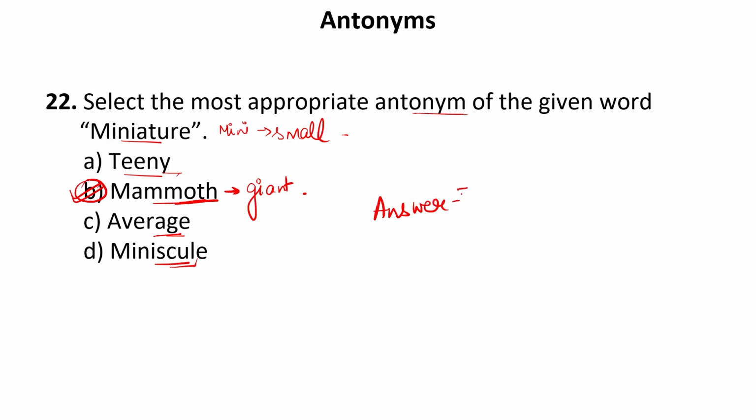If you have heard about the dinosaurs, there used to be a dinosaur whose breed was mammoth. It was like an elephant. So, the answer is B.